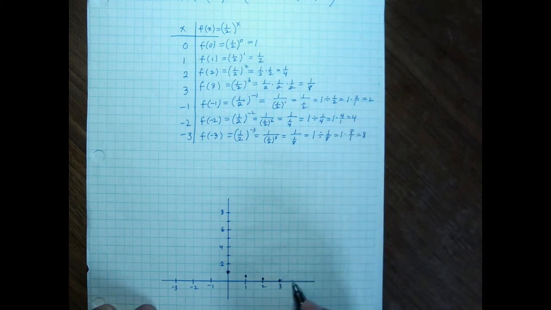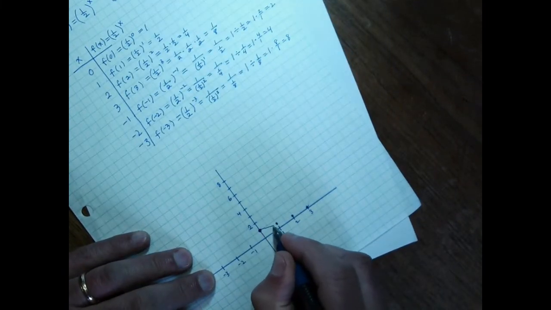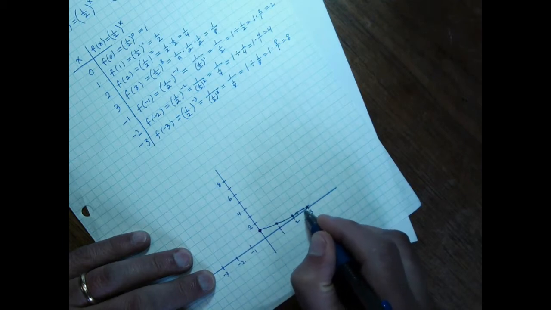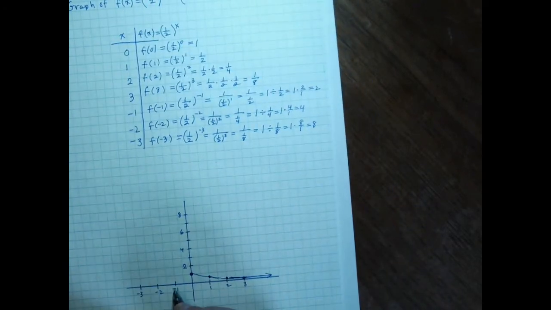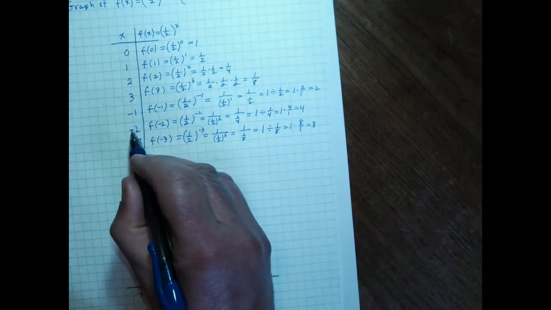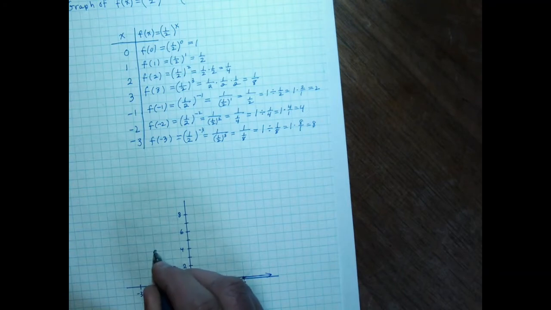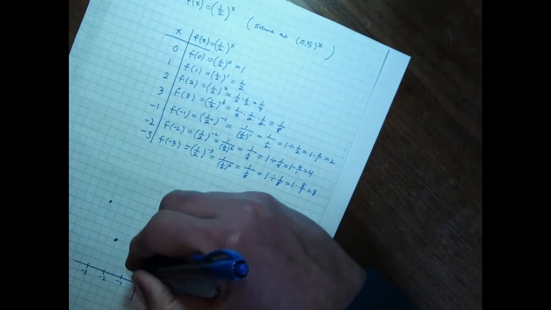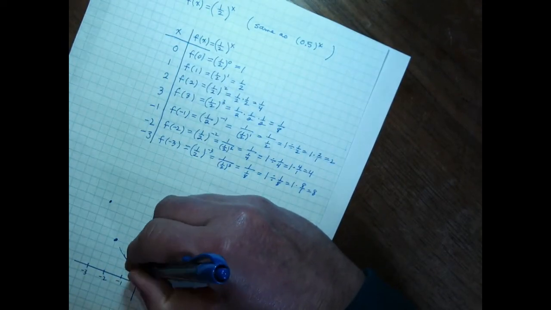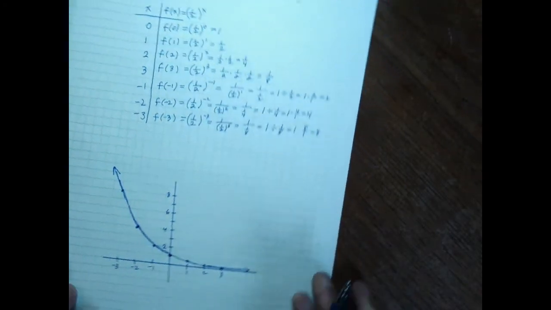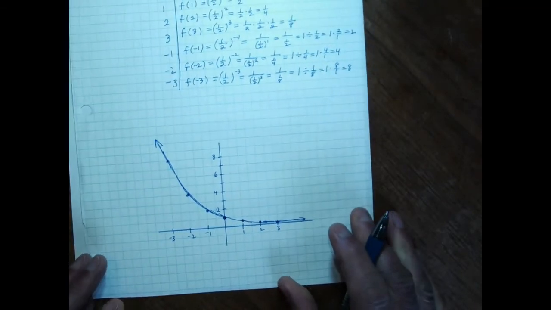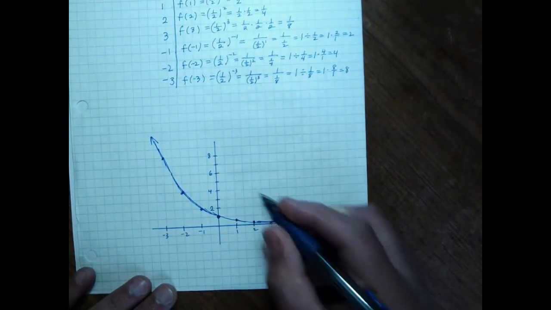As we go to the right, it's actually shrinking down, getting closer and closer to the x-axis. At -1, I'm getting 2. At -2, my y value is 4. And at -3, the y value is 8. When x approaches negative infinity, this graph is actually taking off to infinity. So there are some similarities and some differences to the 2 to the x graph.